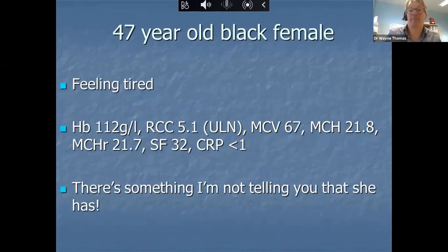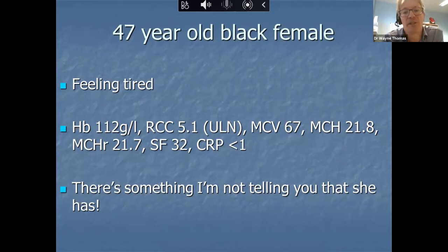Now, this is a slightly different case, highlighting one of the issues. So this is a 47-year-old lady. She's feeling tired. She's mildly anemic, 112. Her red cell count is at the upper limit of normal. That's a bit of a clue. Her MCH and her MCV are pretty low. MCHR, accordingly, also low, unsurprising. Serum ferritin, 32. CRP is less than 1. So there's no evidence of inflammation. And I'm not telling you some things.